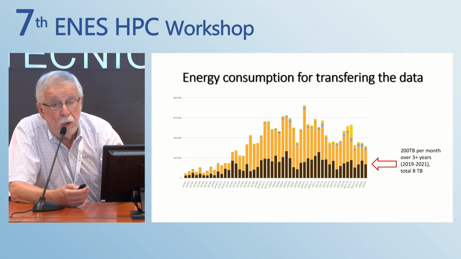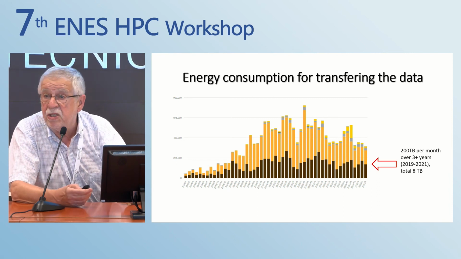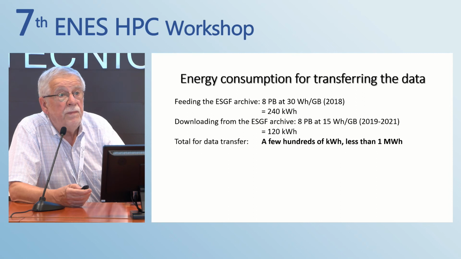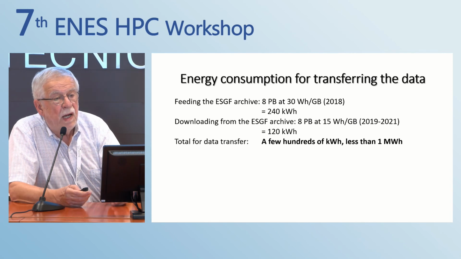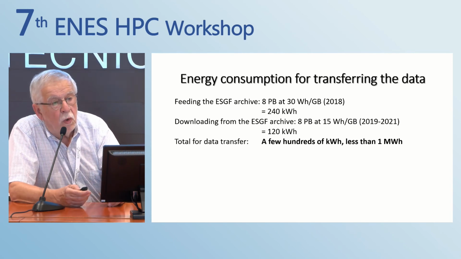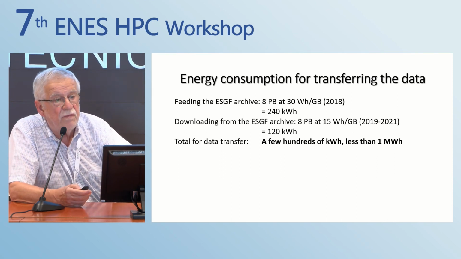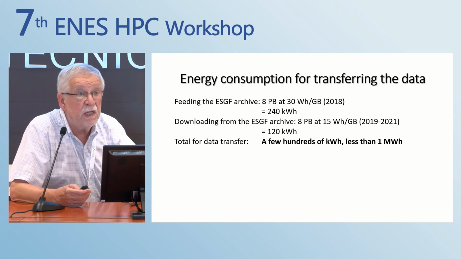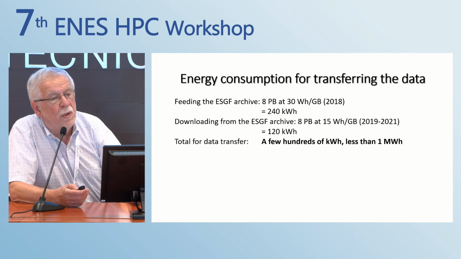So 200 terabytes multiplied by 36 months makes 8 terabytes. By chance, almost the same number. Pardon me? Petabytes, sorry, petabytes. Now, 8 petabytes at 30 watt hours per gigabyte, because the data were not produced in 2015, where the number would have been 60 watt hours per gigabyte, but 2 to 3 years later. So I said, okay, maybe the efficiency of the network was increased by a factor of 2. So that 8 by 30 is 240 kilowatts.